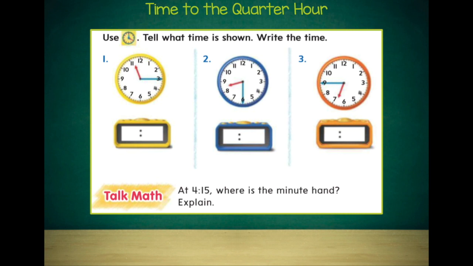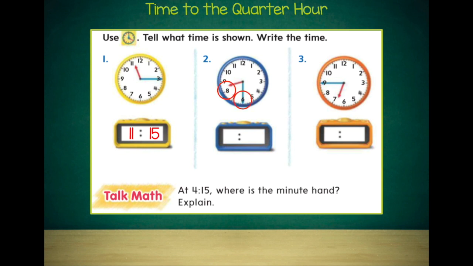Let's try a few more examples together. Whenever we want to read time, always remember to first look at the hour hand and the minute hand. In example number 1, the hour hand is at 11 and the minute hand is at 3. Therefore, the time is 11:15 to indicate that a quarter of an hour has passed.